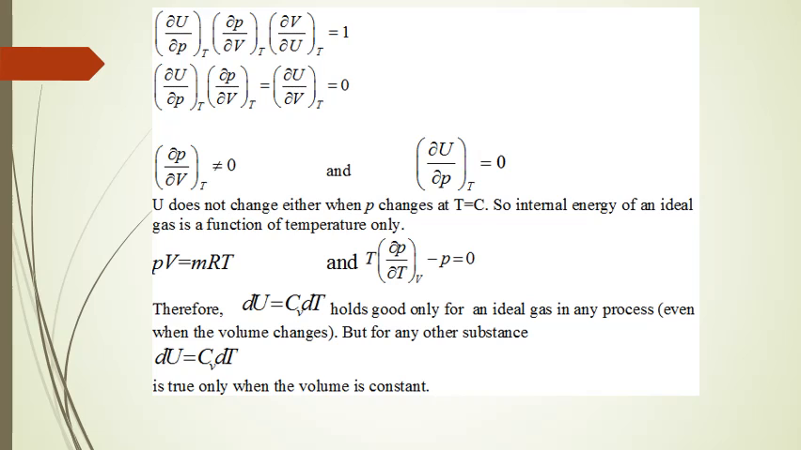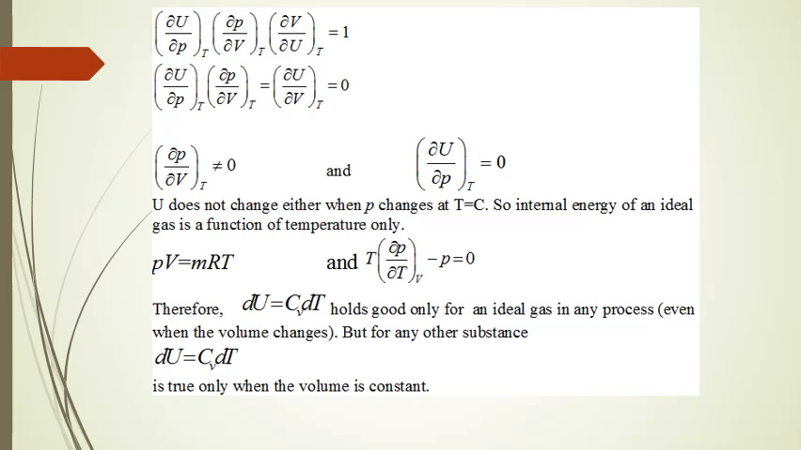And it says that U does not change either when P changes at isothermal process, constant temperature process. So earlier we proved that U does not change even when V is changing if the temperature is constant. Now we have proved that U will not change even when P is changing if the temperature is constant. So it means U will change only when temperature will change. So it means internal energy of an ideal gas is function of temperature only.